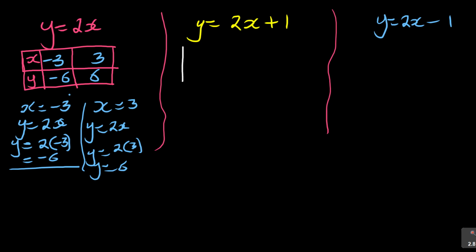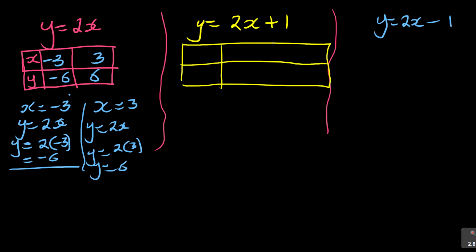Here we are using the same way. We're using the same 2 points, which are just further apart. So you'll have your x and your y. In here, let's just maintain our minus 3 and 3. Alright, so we are saying when x is equal to negative 3, what about y? Y is equal to 2x plus 1.